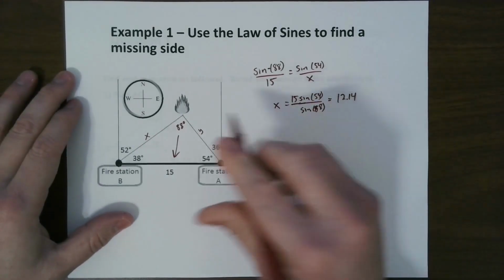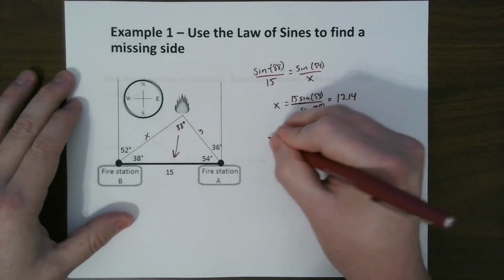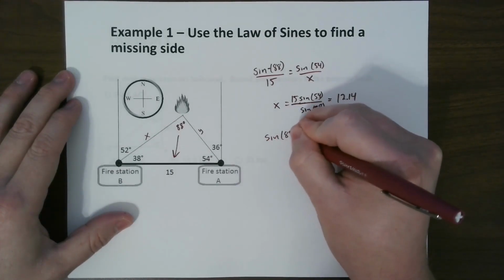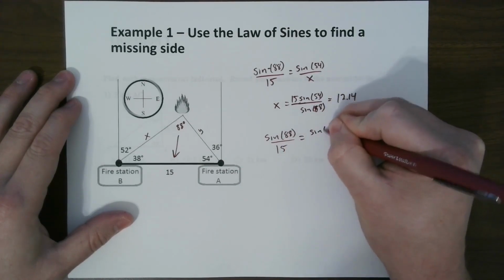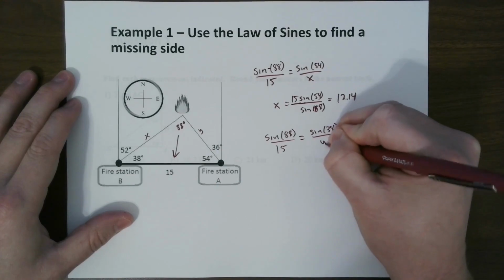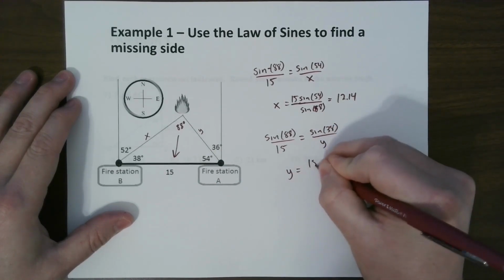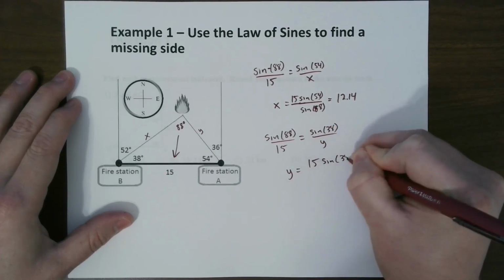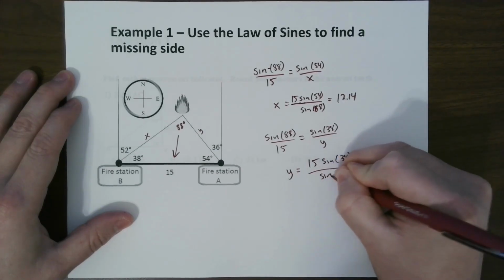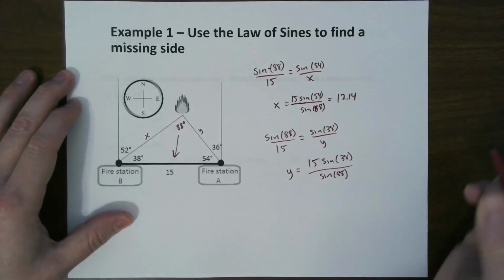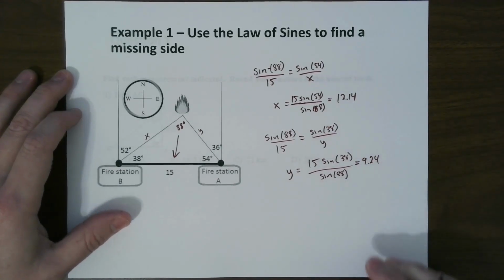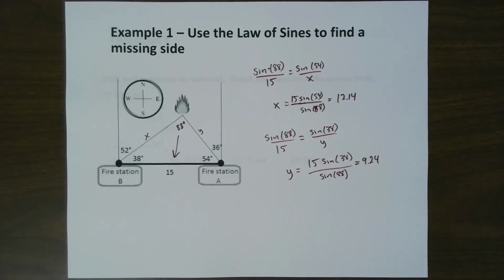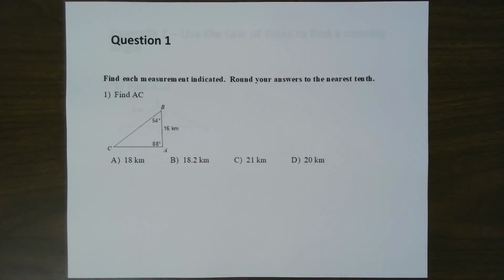That's all you do. So y is very similar. We're going to use our known ratio, which is sine of 88 over 15 equals sine of 38 over y. We can rewrite it: 15 sine of 38 over sine of 88. And then you solve that in the calculator, you get 9.24. That's all there is to it. Go ahead and try this problem.